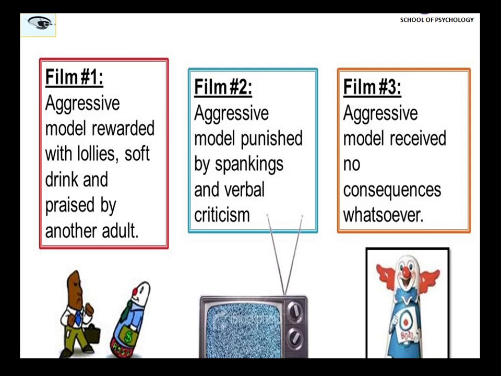And of course, these three groups of children who were made to watch the three different versions of the movie were observed secretly. It was noted that those children who saw that aggressive behavior was rewarded were the most aggressive. And the children who saw that the aggressive behavior was punished were the least aggressive.